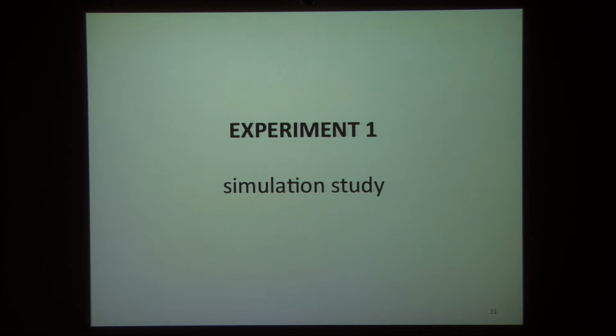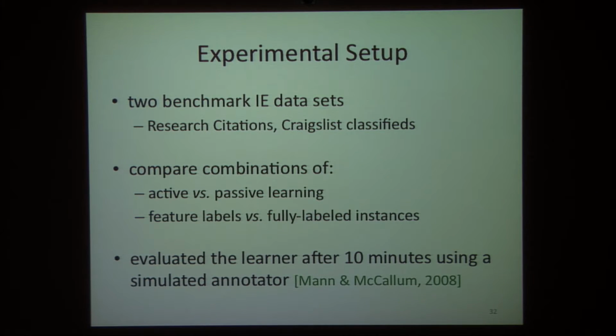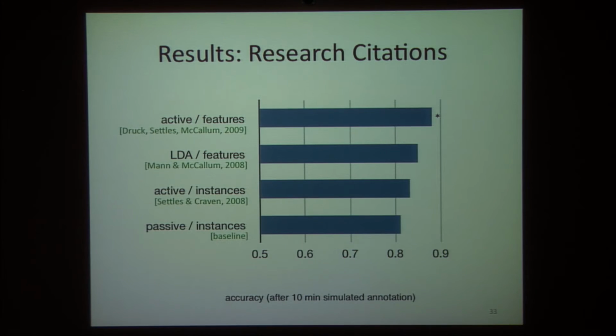So, this is a simulation study that we did using two benchmark data sets. One was these research citations, another was a Craigslist classifieds data set, trying to extract rent, location, neighborhood, and utility information, for example, out of Craigslist apartment classifieds. We compared different combinations of active learning versus passive learning and feature labeling versus actual full-on instance labeling. And we evaluated the learner after 10 minutes of simulated annotation using a simulated annotator, the details of which are in Settles and Culotta 2008.